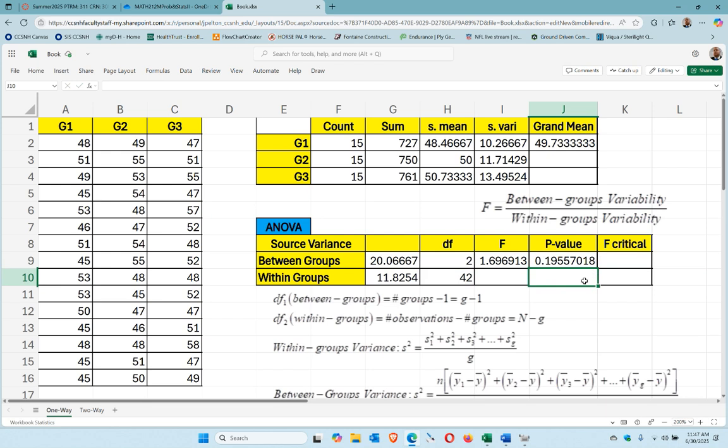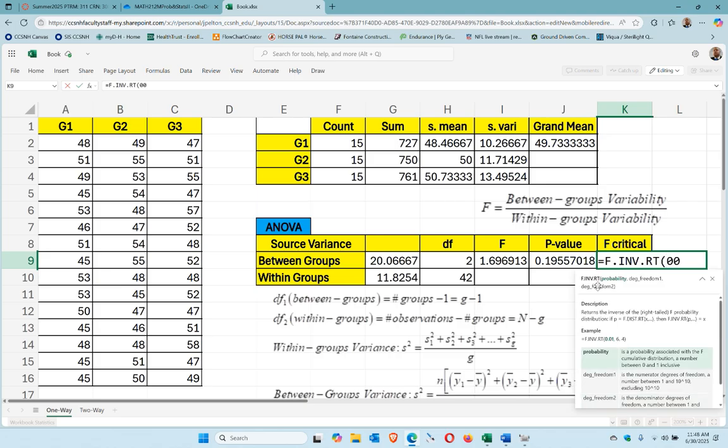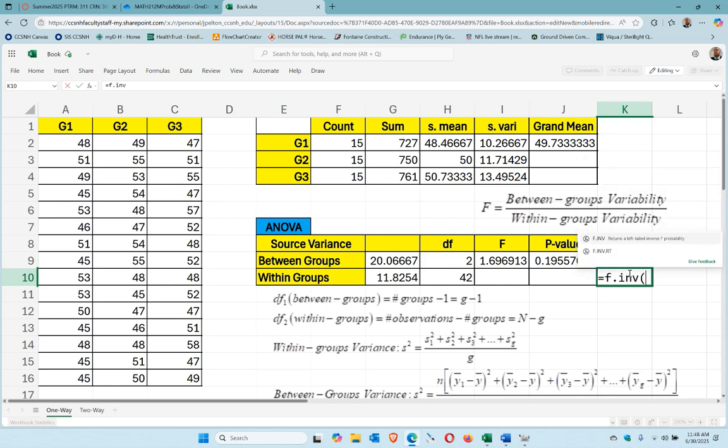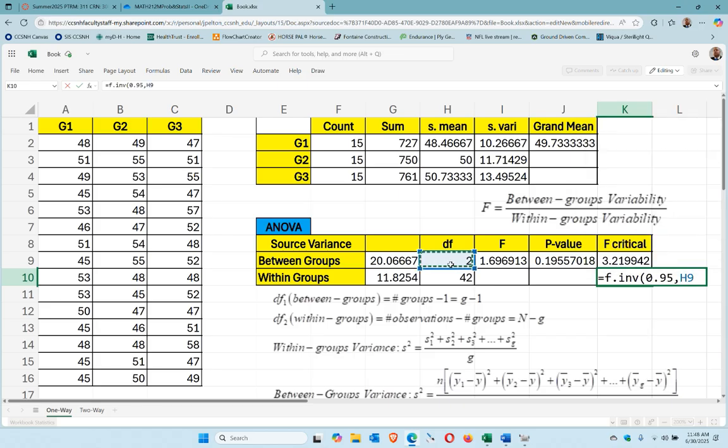Typically if it's not specified, you use the Fisher rule, 0.05. So clearly this p-value is bigger than 0.05, and you would not reject the null hypothesis. If we did a little visual, we can do F.INV.RT with 0.05, comma, and the degrees of freedom. Or equivalently, we can do F.INV, and don't do a right tail, do 0.95, comma, degrees of freedom, comma, degrees of freedom, and get the same answer.